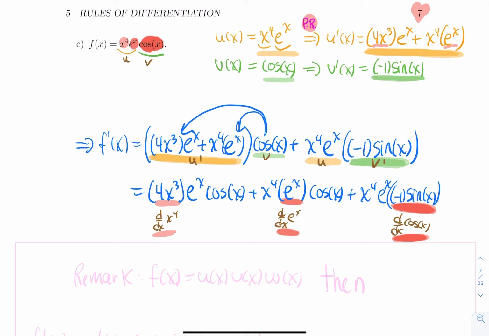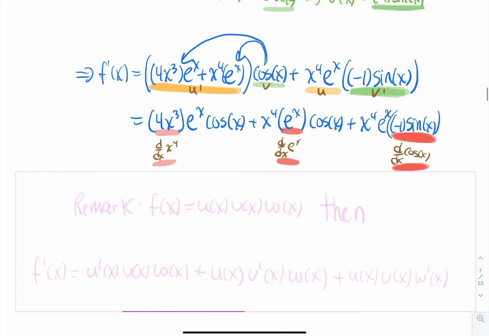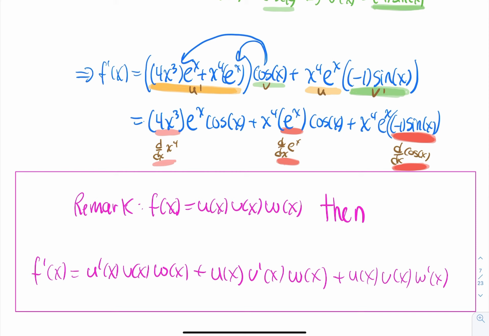So one way to differentiate quickly, and I'll just write this as a remark here: if you have the product of 3 terms, you can get the derivative of the product of 3 terms using the following. Boom. Okay, so if f of x is, let's say, u times v times w, then f prime is u prime v w plus u v prime w plus u v w prime. So be careful in your notes here. You might have written a plus instead of a product.